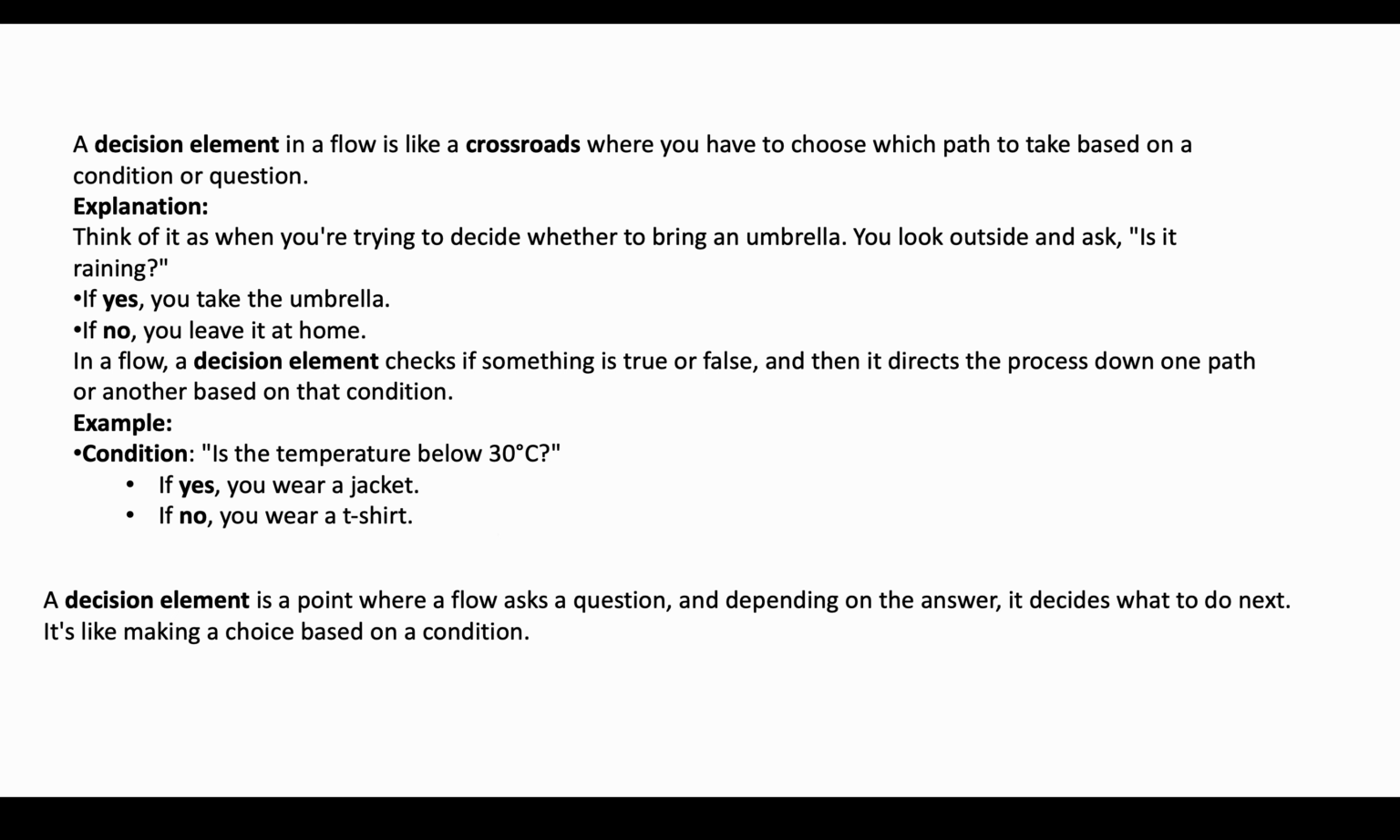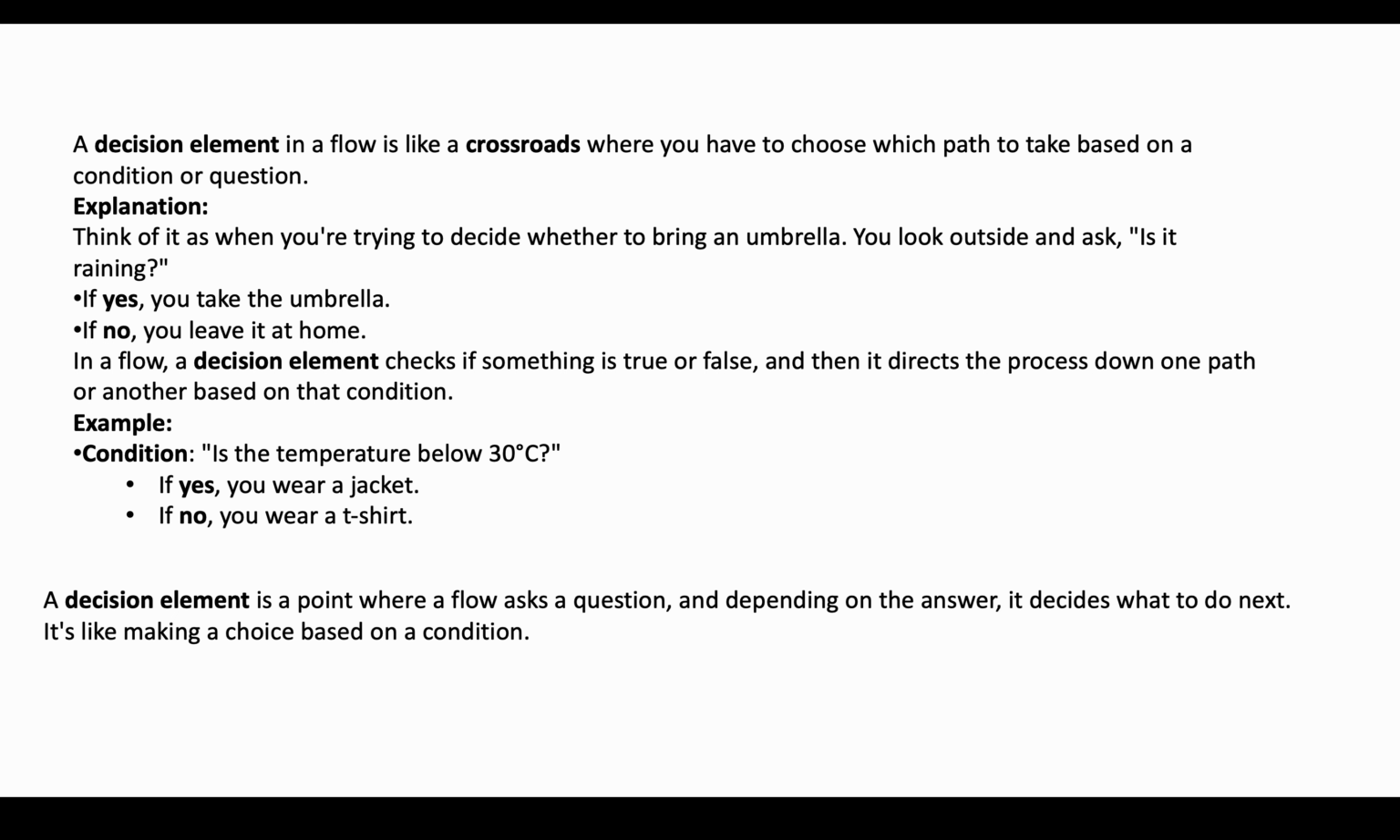A decision element in a flow is like a crossroad where you have to choose which path to take based on a condition or question. Think of it as when you are trying to decide whether to bring an umbrella. You look outside and ask, is it raining? If yes, you take the umbrella. If no, you leave it at home. So a decision element is based on yes or no criteria: if this condition is met, then this should happen. If not, then this should happen.